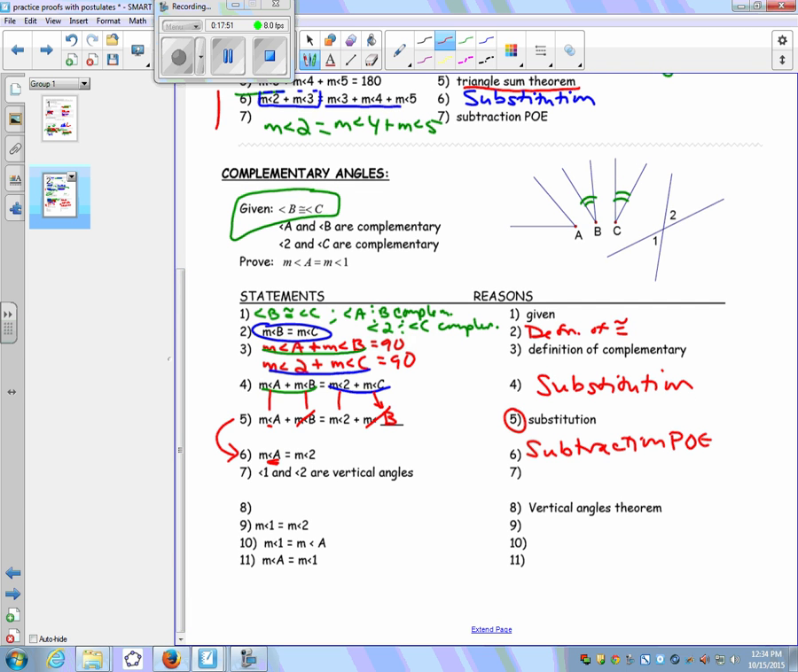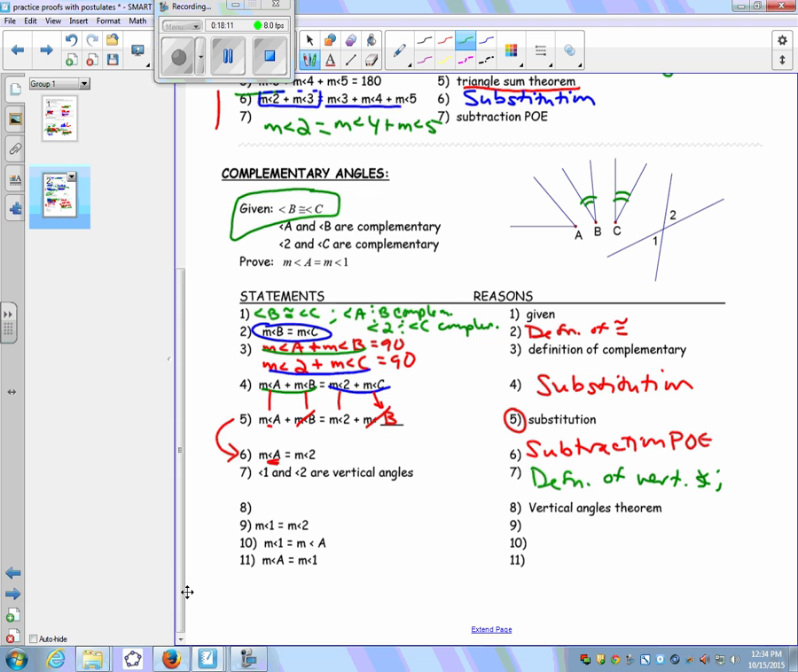Now look at this statement. Angle 1 and angle 2 are vertical angles. Angle 1 and angle 2 are vertical angles. Reason? Exactly. We're just stating that they are vertical angles. Definition of vertical angles.